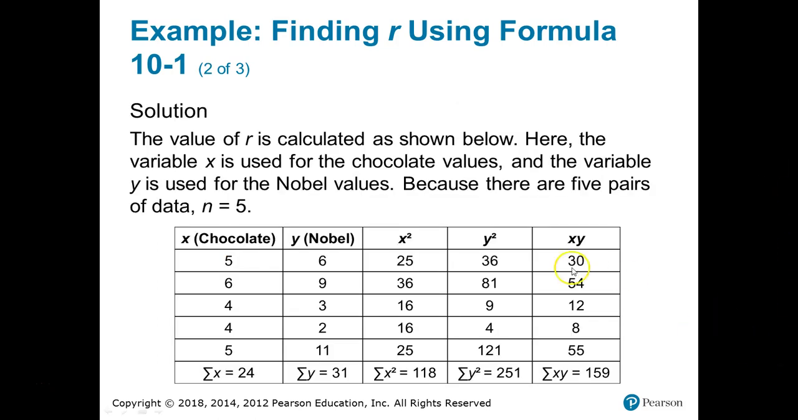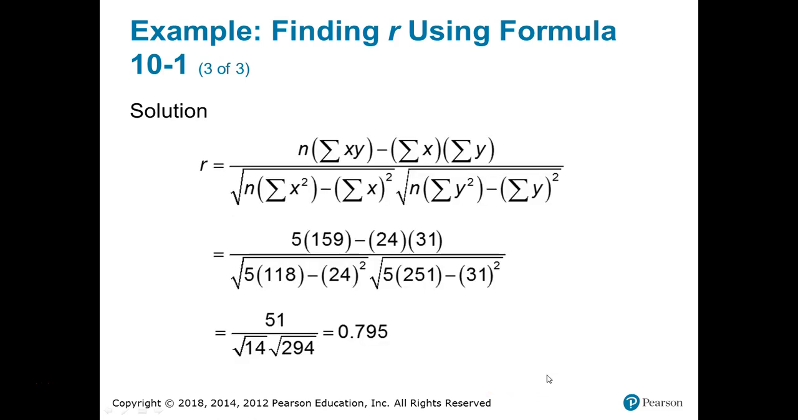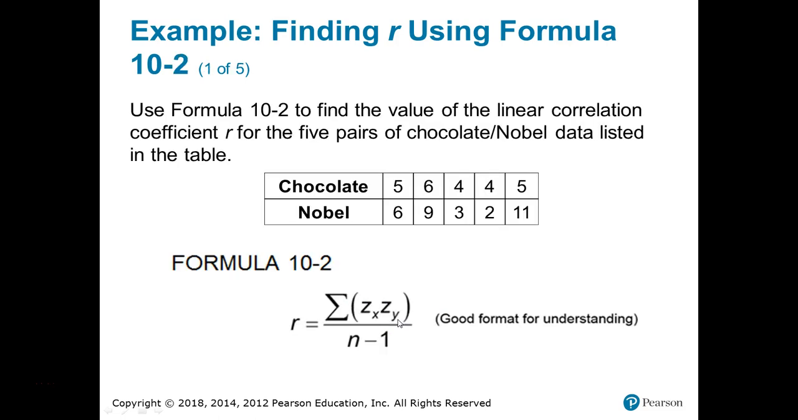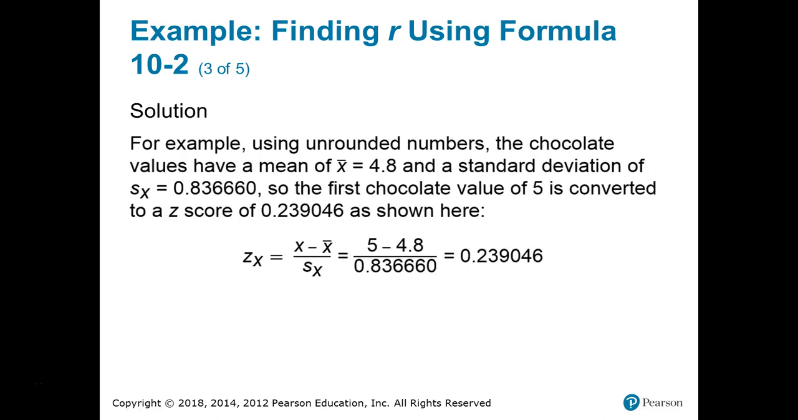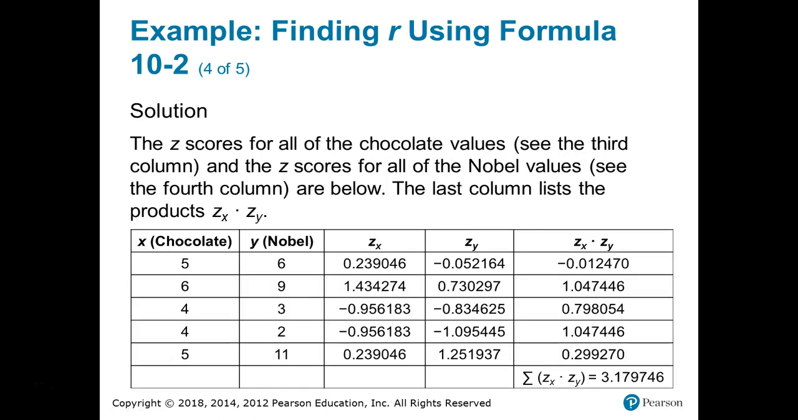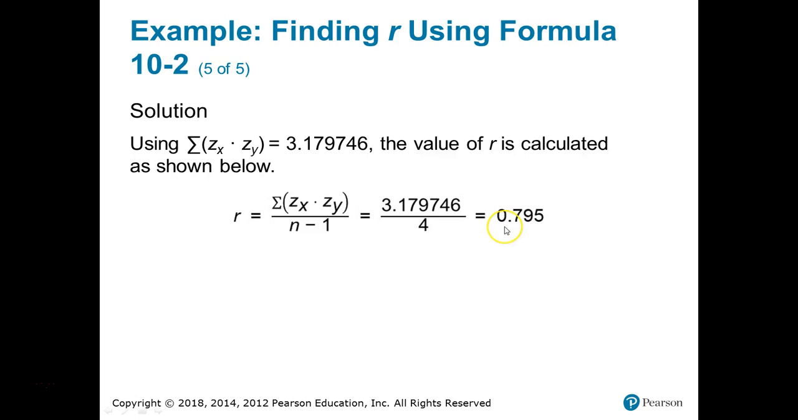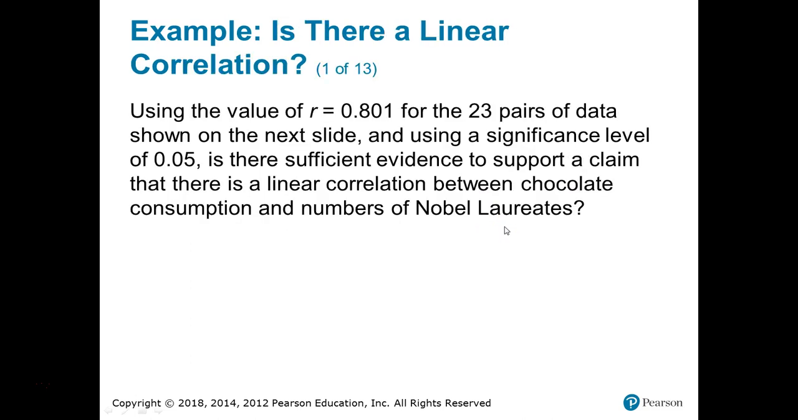But you can create all your summations: sigma x, sigma y, sigma x squared, sigma y squared, sigma xy. Plug and chug. Boom. You get around the same R value. You can also use the other formula. I just showed you 2 formulas in the beginning, 10.1 and 10.2. That was 10.1. This is 10.2. So I'm going a little quickly for the same reason. Boom. There's your R value.